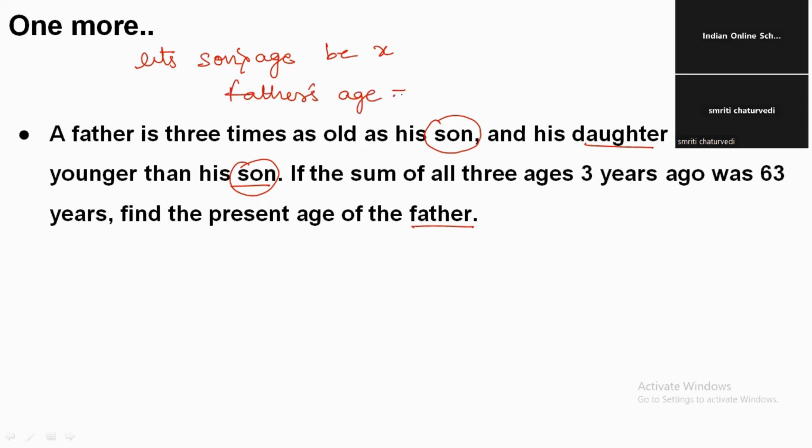Father's age will equal what? Father's age is 3 times as old as his son. Okay, then the father will be what? Father will be 3x, correct? Father will be 3x years.